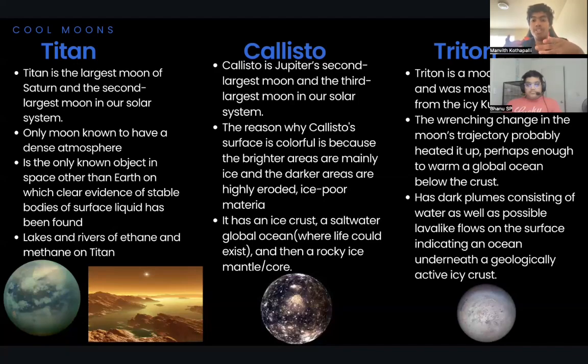During the flyby of Voyager 2, it found dark plumes consisting of water as well as possible lava-like flows on the surface, indicating an ocean underneath the geologically active icy crust. The diameter is 1,680 miles. Triton was discovered by William Lassell in 1846. It could have life supported by the chemical energy from hydrothermal vents.